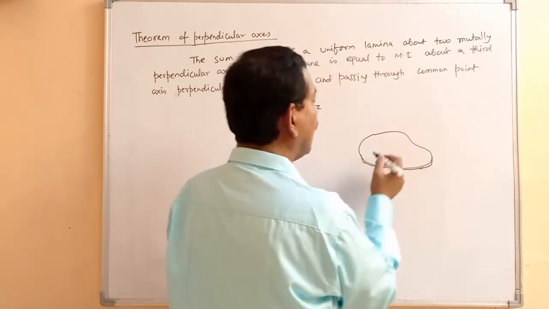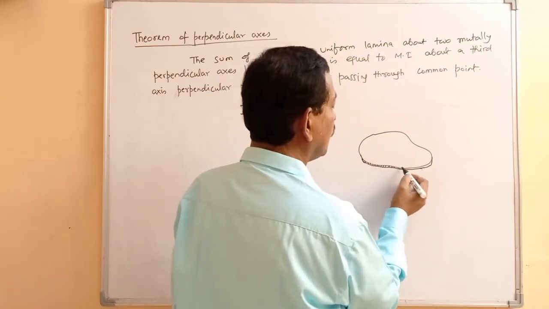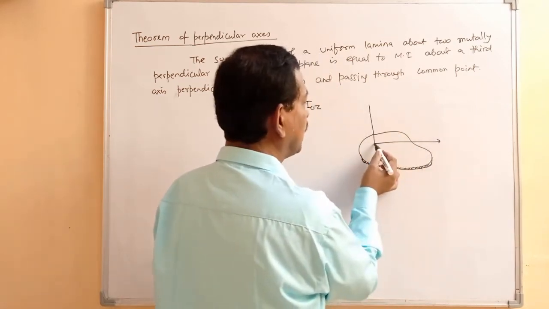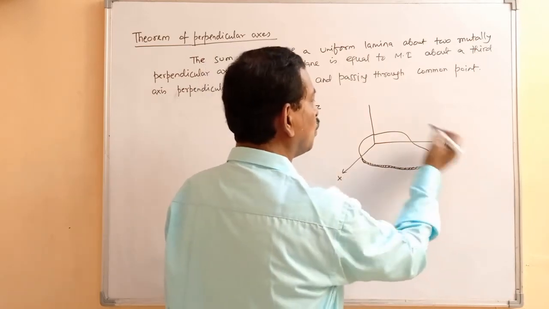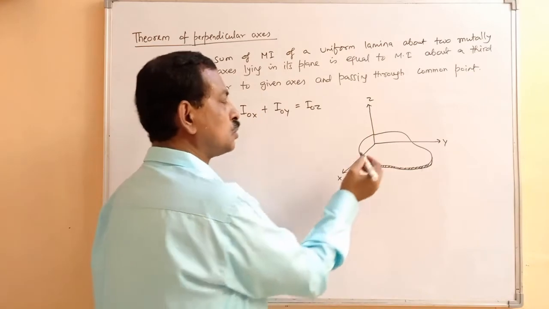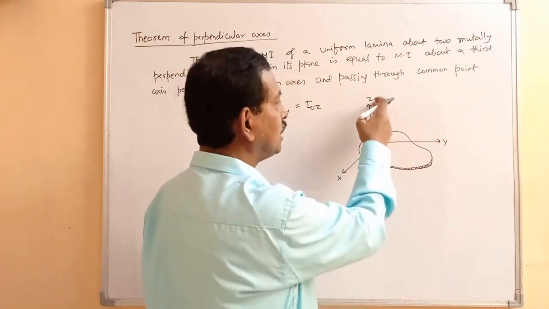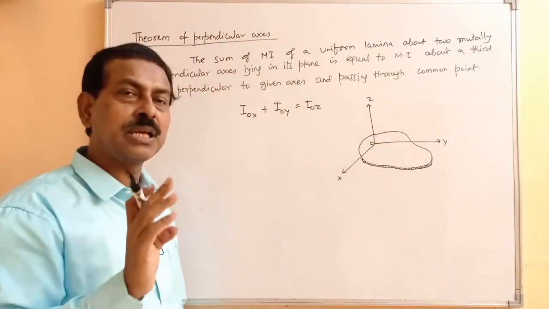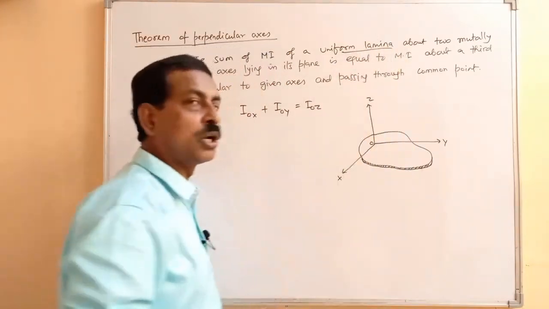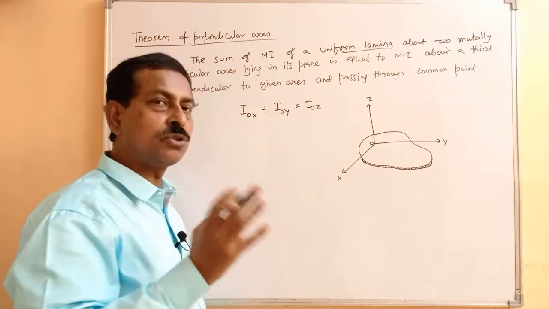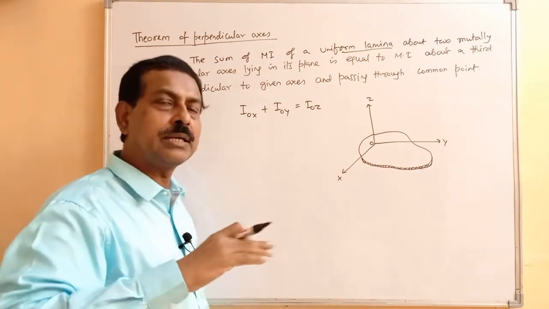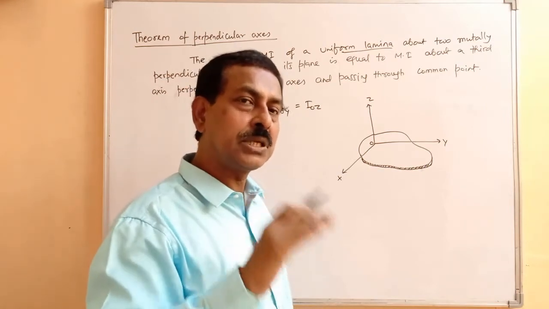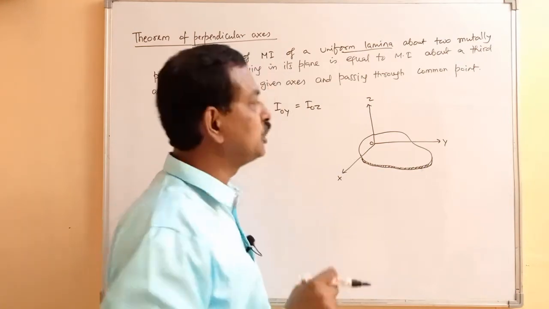This is the lamina, and we consider that there are two mutually perpendicular axes. Suppose this is your x-axis, this is your y-axis, and this is your z-axis. You can see that they are mutually perpendicular and two of them are lying in the plane of the lamina. Remember one thing, this is applicable for laminar bodies. If the given body is not a laminar one, you cannot apply it. It's not that about any two mutually perpendicular axes you can take the sum of the moment of inertia. The two mutually perpendicular axes must lie in the plane of a lamina. For that only you can apply.